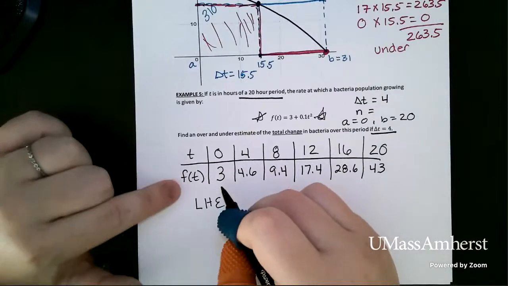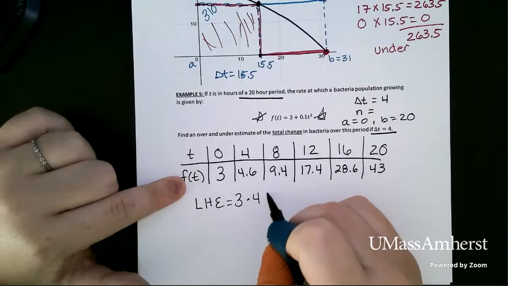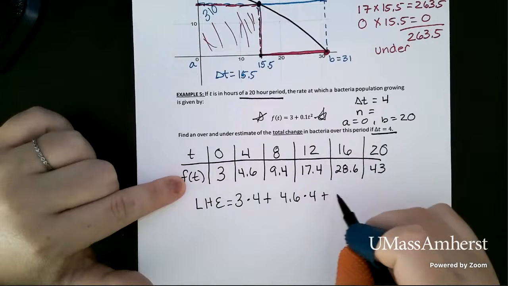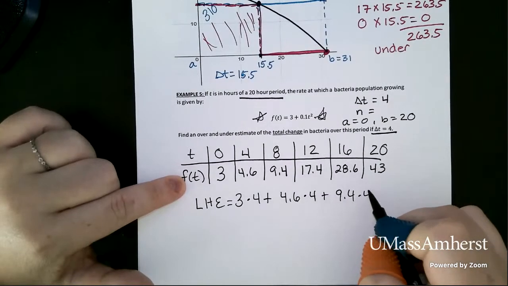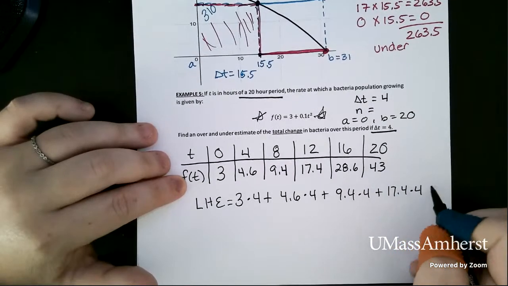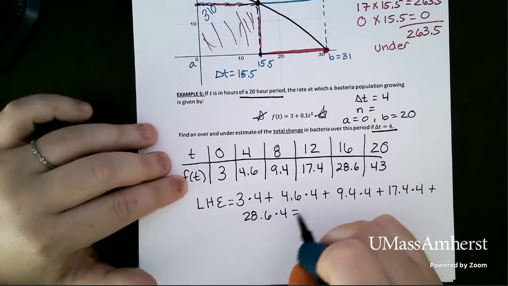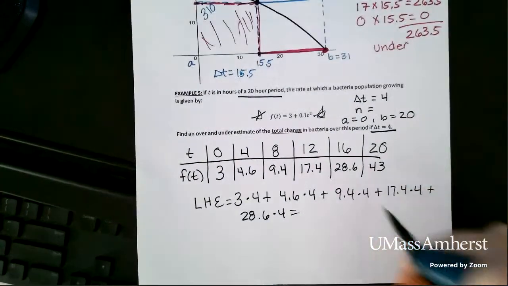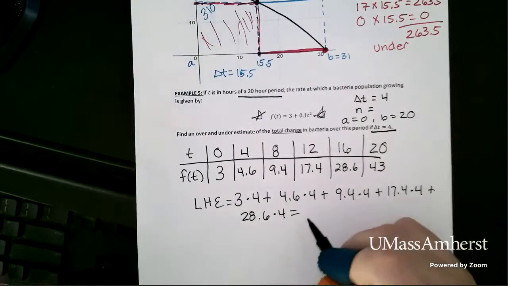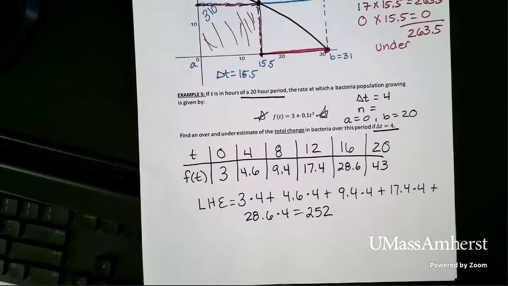So for our left, we're always going to pick the left hand rate. So 3 times 4 plus 4.6 times 4 plus 9.4 times 4 plus 17.4 times 4 plus 28.6 times 4. We're not going to use the rightmost rate when we do our left-hand estimation. When I multiplied those out and added them up, I got 252.